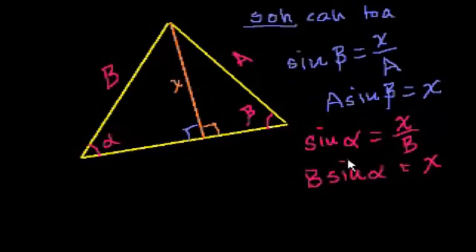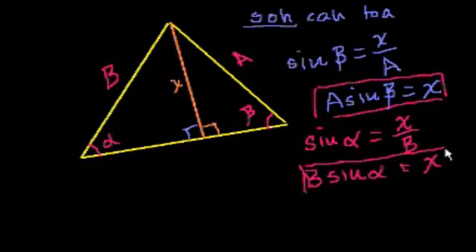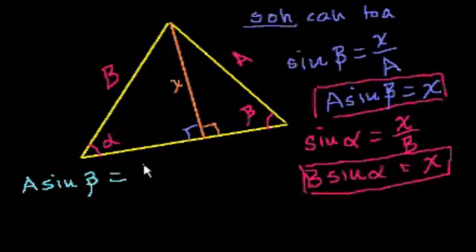So now what do we have? We have two different ways that we solved for this thing that I dropped down from this side, this x, right? We have a sine of beta is equal to x, and b sine of alpha is equal to x. Well, if they're both equal to x, then they're equal to each other. So let me write that down in a soothing color. So we know that a sine of beta is equal to x, which is also equal to b sine of alpha.